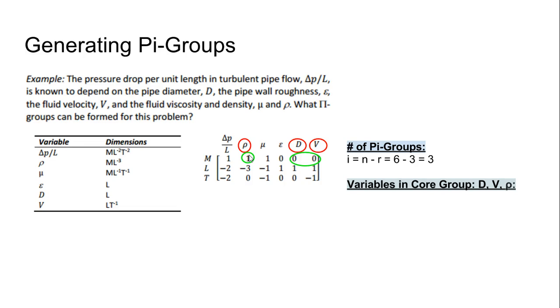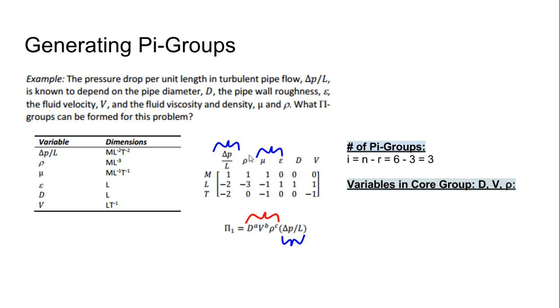Okay, so we have our core group now, and what we're going to do is start generating the pi groups. We're going to say our pi group is equal to our core group, so that's represented in the red right here. Each variable in my core group, your D, V, and rho, in the red quantity here, we raise to a power, A, B, and C. So we're going to say D to the A power, V to the B power, rho to the C power. Okay, so that's my core group.